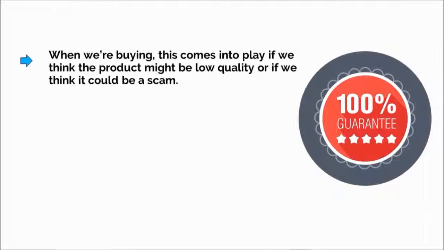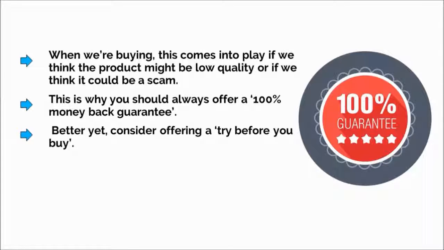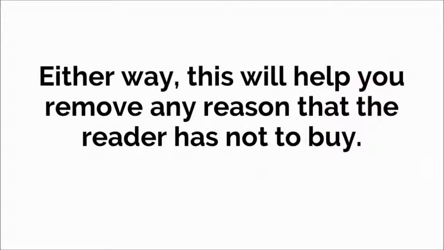When we're buying, this comes into play if we think the product might be low quality or if we think it could be a scam. That's why you should always offer a 100% money back guarantee. Better yet, consider offering a try before you buy. All the big affiliate networks offer the former, while there may be ways you can provide the latter, giving away the first chapter after checking with the product creator, for example. Either way, this will help you remove any reason that the reader has not to buy.